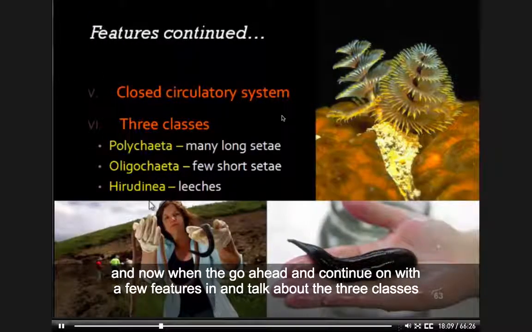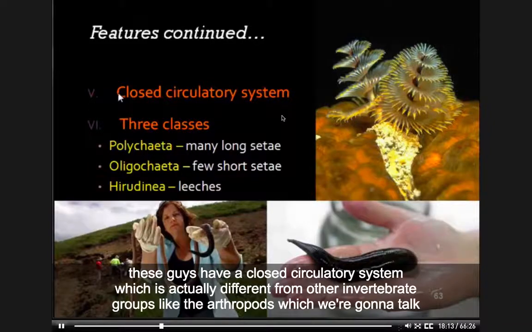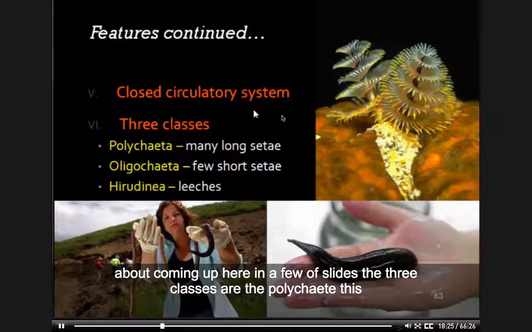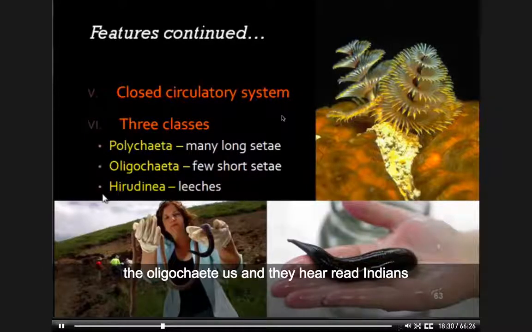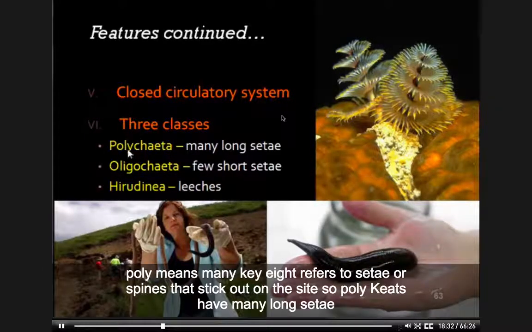And now let me go ahead and continue on with a few features and then talk about the three classes. These guys have a closed circulatory system, which is actually different from other invertebrate groups, like the arthropods, which we're going to talk about coming up here in a few slides. The three classes are the polychaetes, the oligochaetes, and the hirudinians. Poly means many. Chaete refers to setae, or spines that stick out on the side. So polychaetes have many long setae.